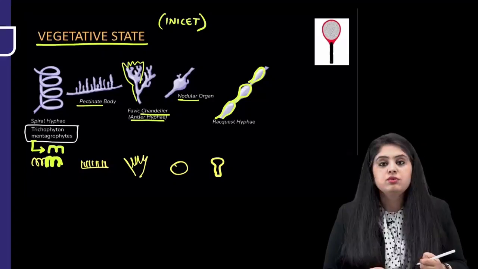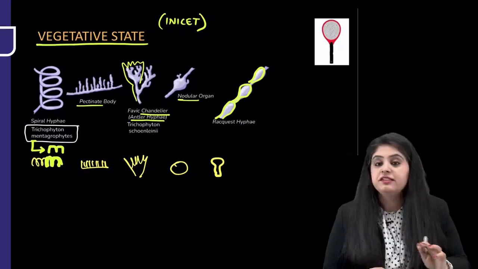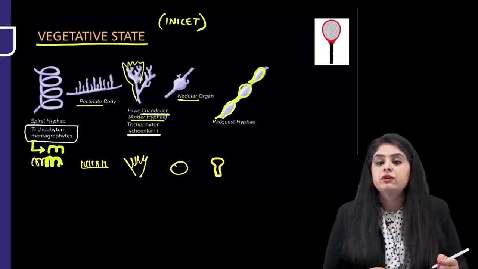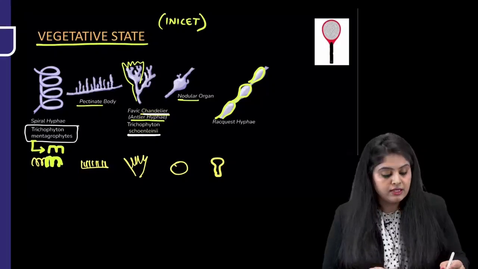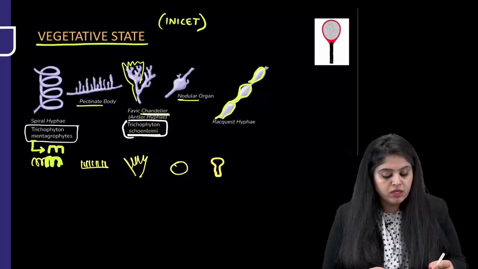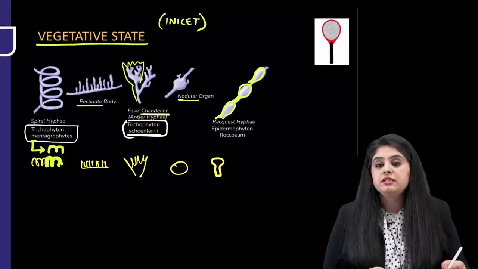Next, for pectinate, you don't have to learn an example. For chandelier, the way you say chandelier, you get the SH sound. Same way when you say Schoenleinii, so Trichophyton schoenleinii shows the chandelier form. That is also sorted. Coming to nodular, you don't need to know. And the last one is going to be the toughest, that is Epidermophyton floccosum.